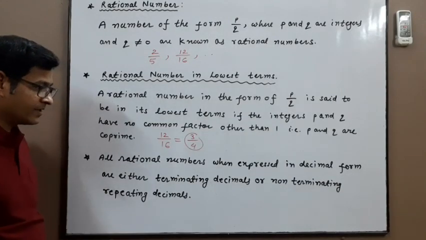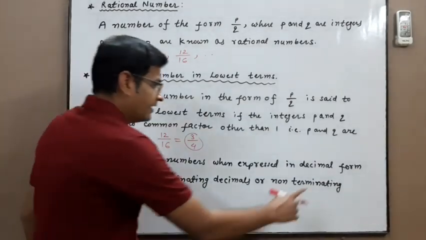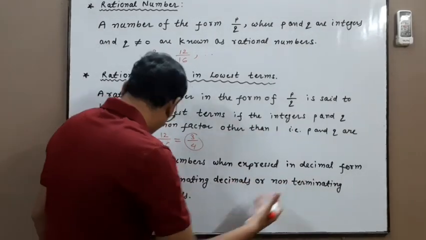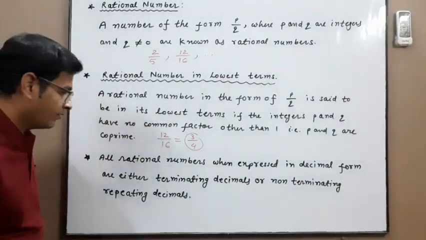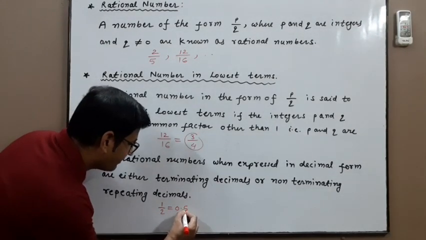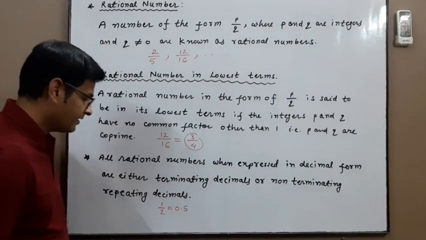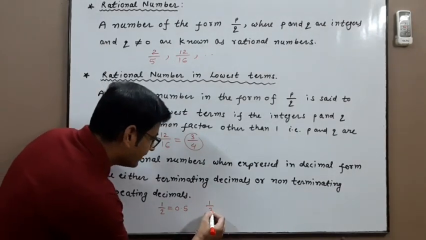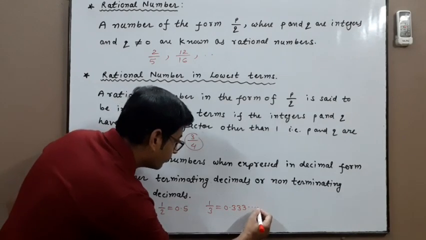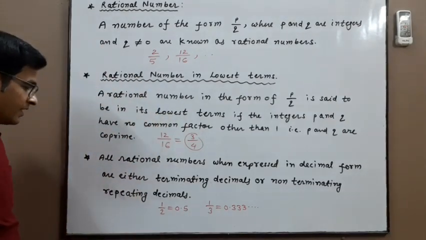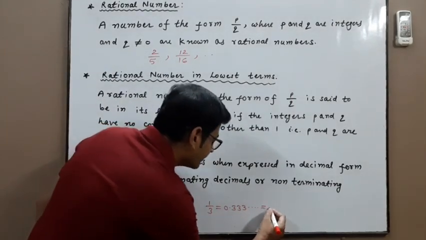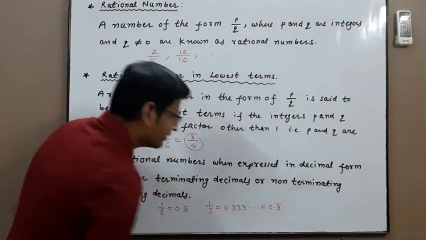All rational numbers when expressed in decimal form are either terminating decimals or non-terminating repeating decimals. For example, 1 by 2 is equal to 0.5, which is a terminating decimal, and 1 by 3 is equal to 0.333..., which is a non-terminating repeating decimal. We can also write 0.3 with a bar.